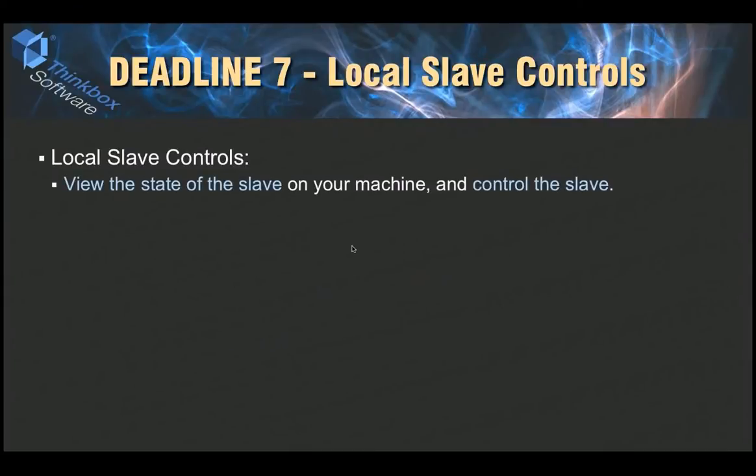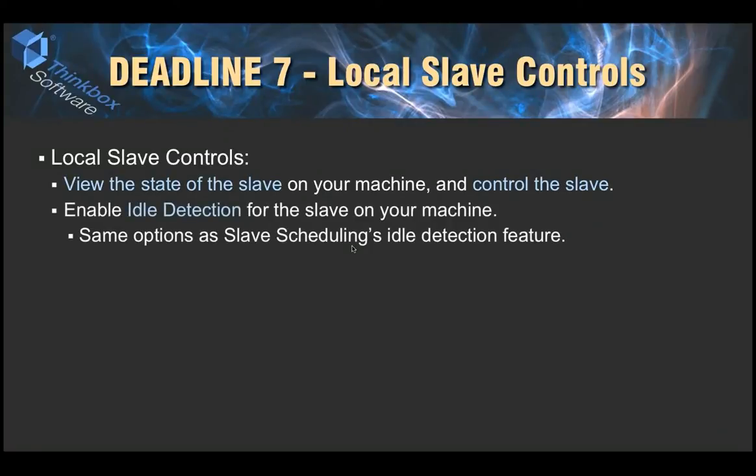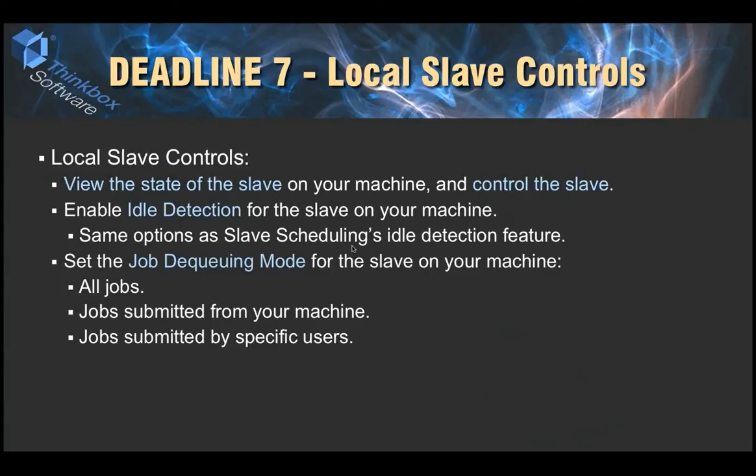What I wanted to show you now is the local slave controls. So we can actually view the state of the slave on your machine and control that slave. We can use that same idle detection which I just showed, and how it works on the scheduling, to start up and stop slaves at certain times, but we can also use those options to actually enable a slave based on idle detection.